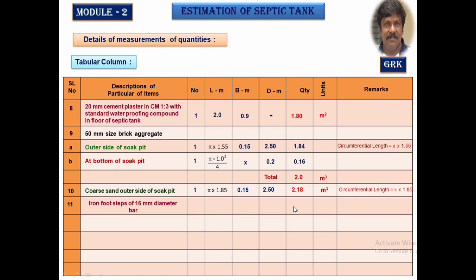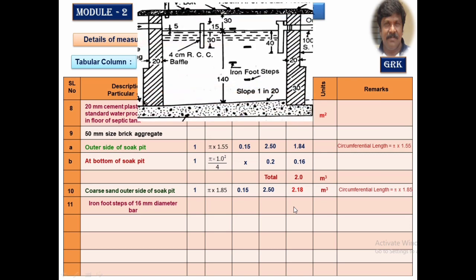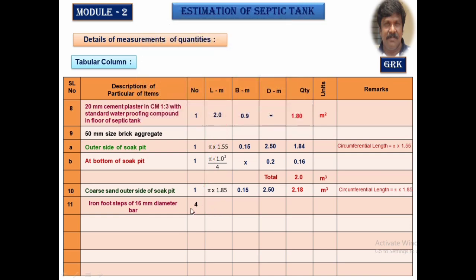Next we'll calculate the number of steps that have been provided for the septic tank to get down into the tank. Now by reading these figures, we find totally 4 numbers are there. 1, 2, 3, 4. So we'll write 4 numbers. Put it only in the numbers column. All other things you leave blank or put dashes. This is about the iron steps.